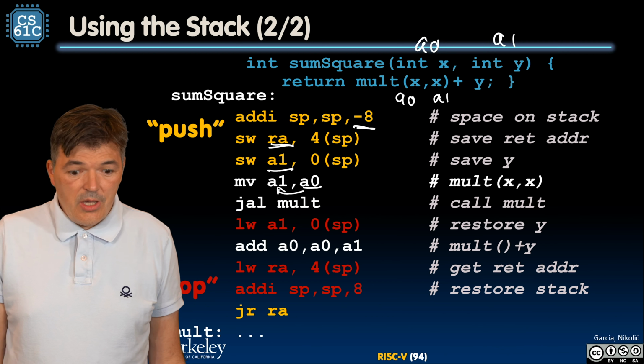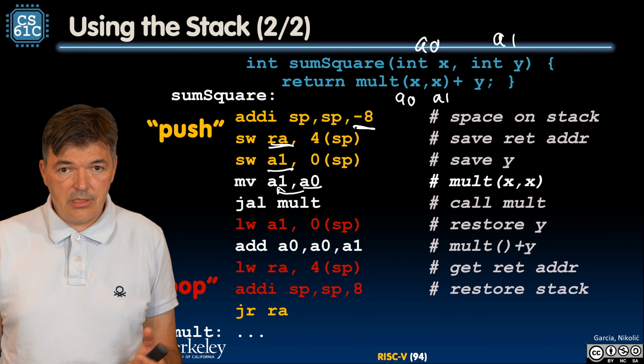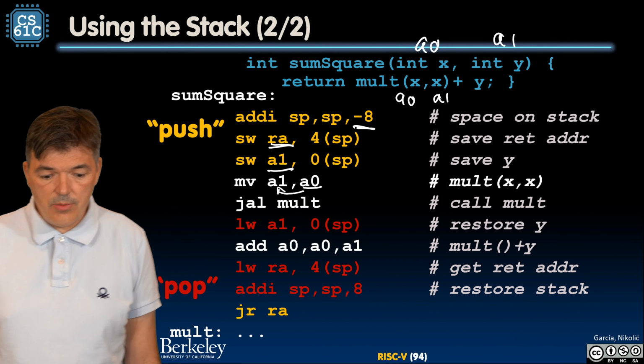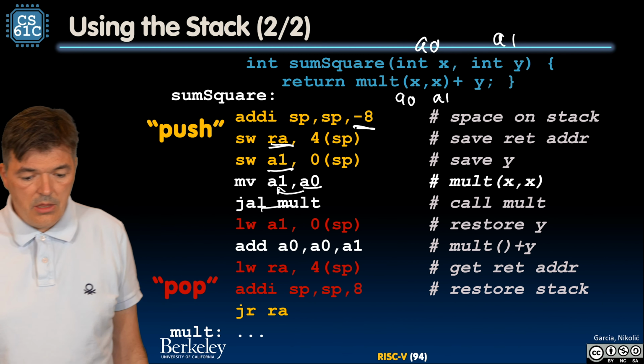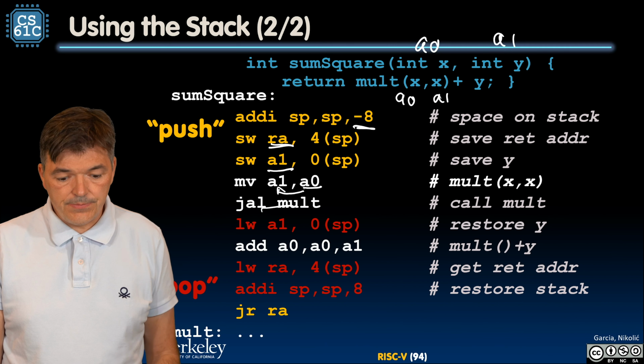So we're ready. We have x in both A0 and A1 registers, so we can call mult with those arguments. So we are going to call mult here, and mult is going to return the result back in A0.